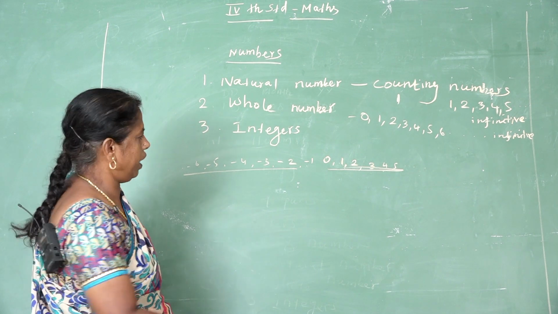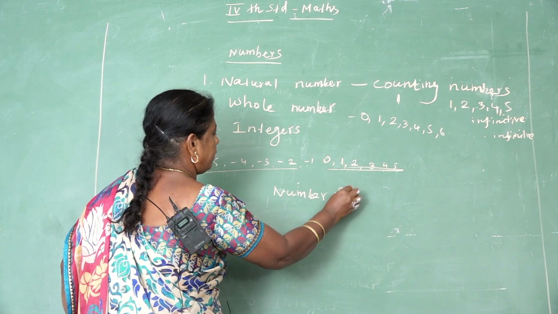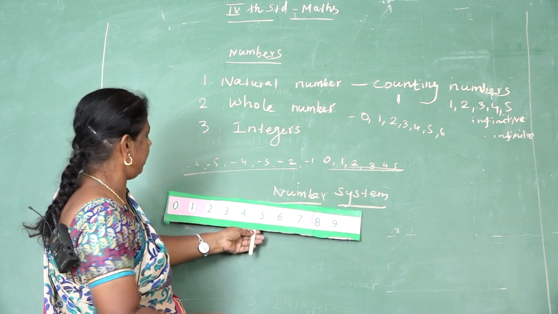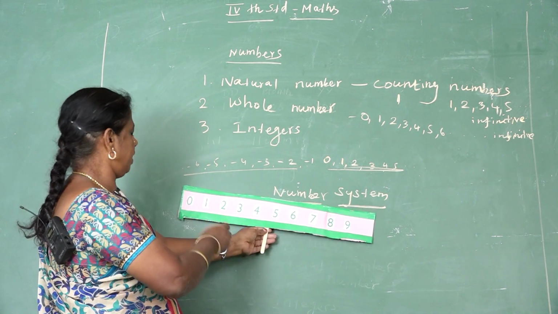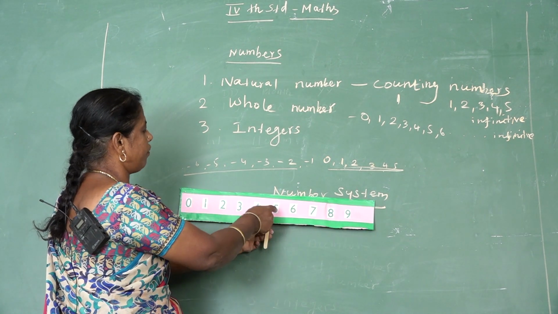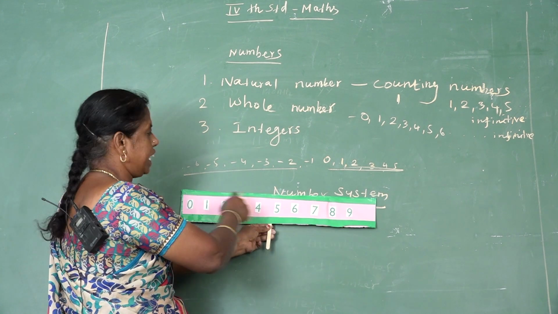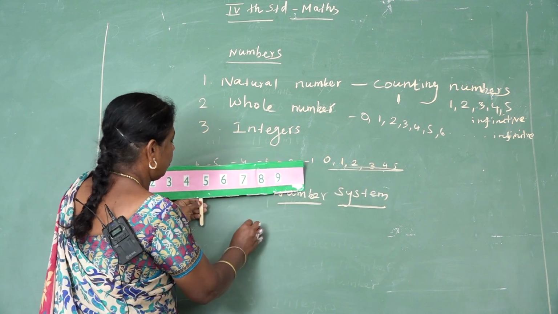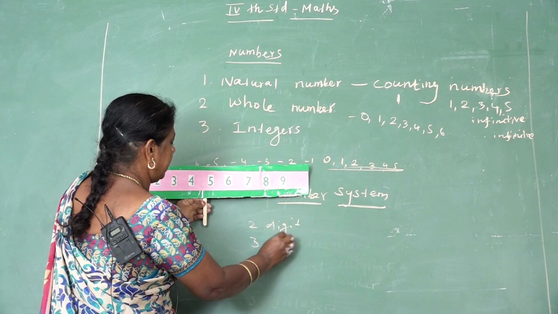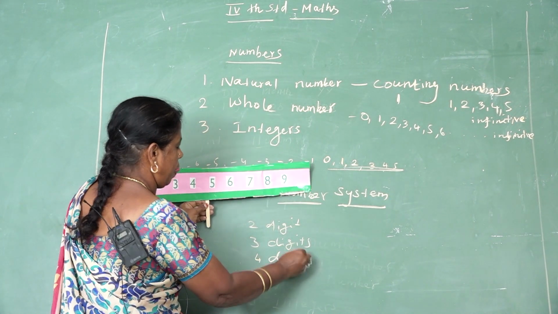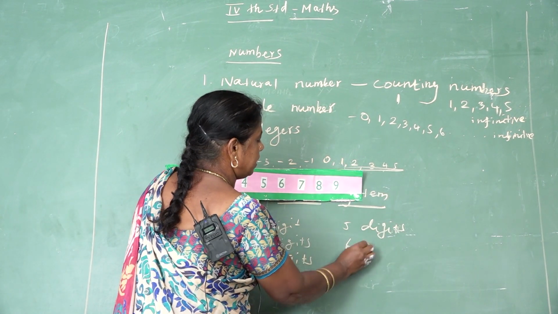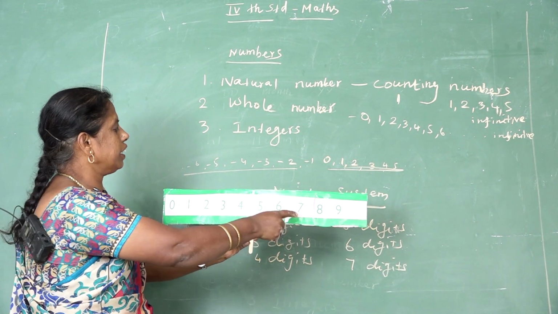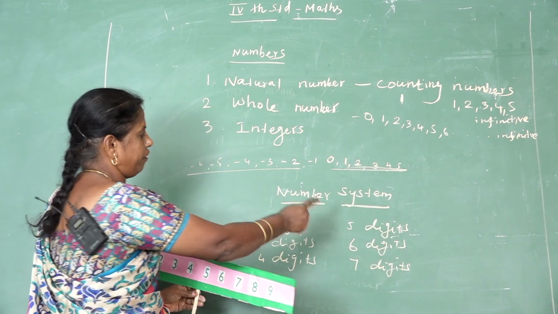Next, now shall we move to number system. Number system contains basically 10 digits. What are they? 0, 1, 2, 3, 4, 5, 6, 7, 8, 9. How many numbers are there? 10 numbers. Basically, by using these numbers we make 2 digits, 3 digits, 4 digits, 5 digits, 6 digits, 7 digits.